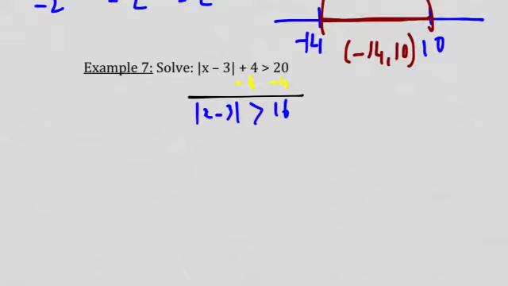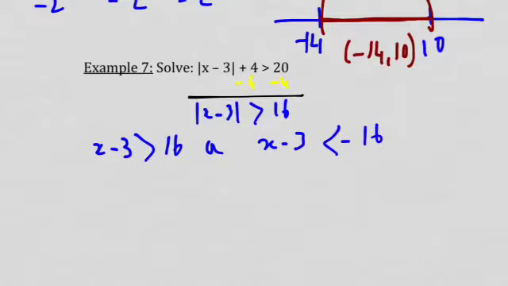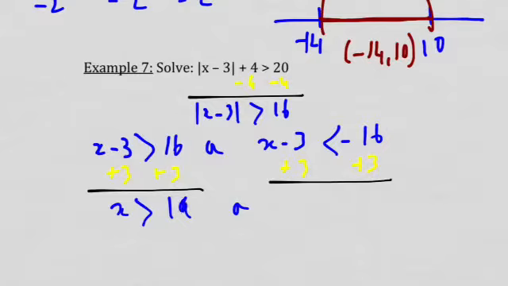Now I can apply my definition, and my definition is telling me that I'm supposed to have x minus 3 greater than 16 or x minus 3 less than negative 16. So I need to add 3 to both sides of my inequality to have x standing by itself, and when I do so, I end up with x greater than 19 or x less than negative 13.